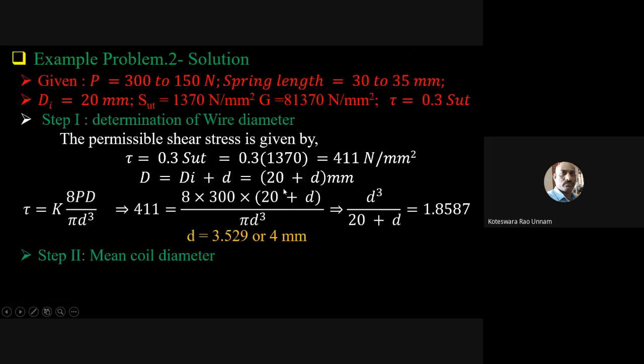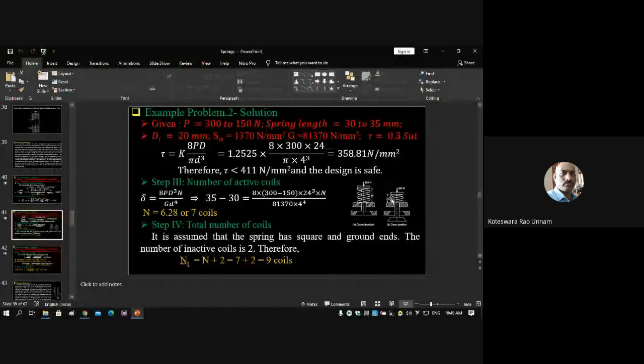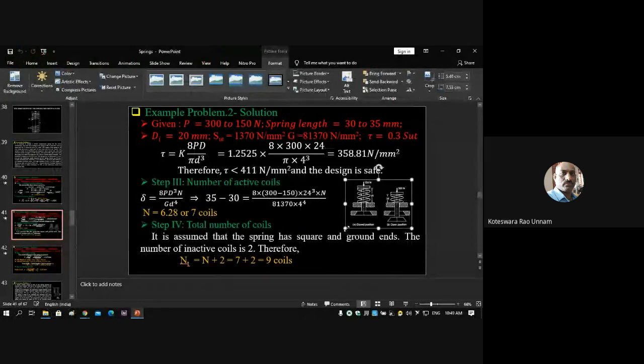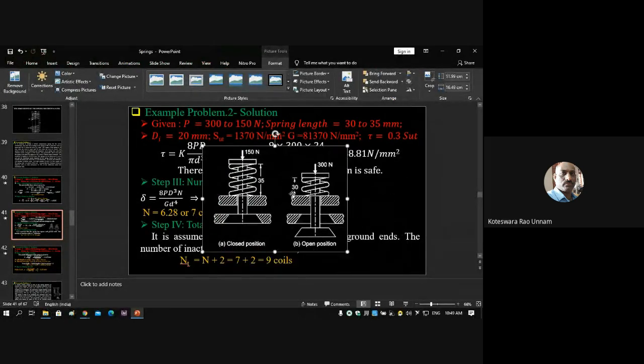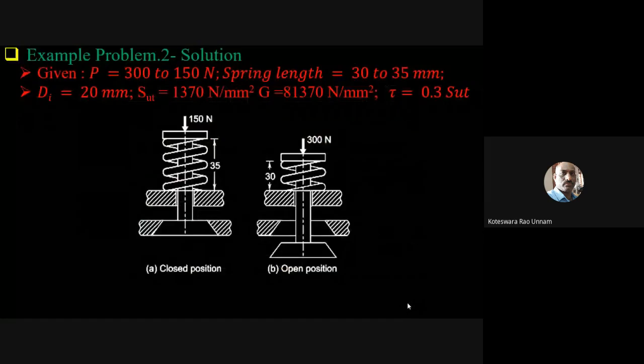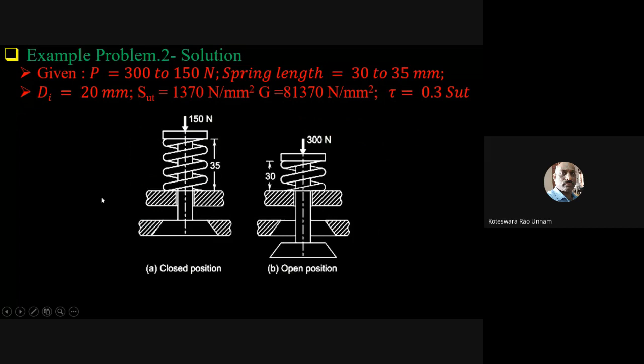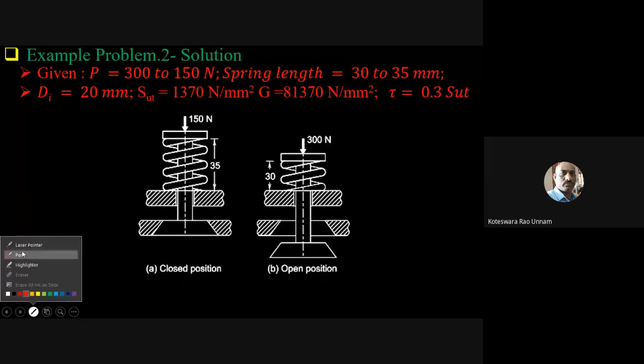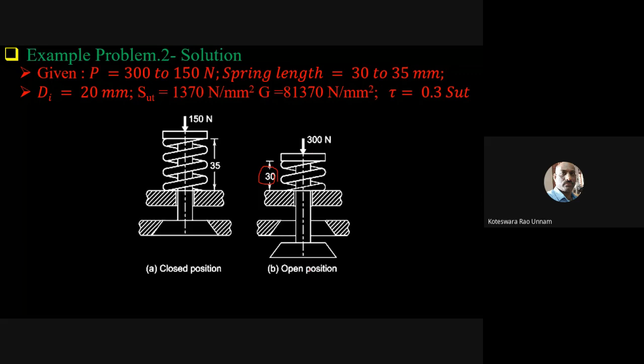I think I have a picture of that. Let me zoom it. So I have a valve, and this is the valve in open condition. You can see that here it is open, there is a gap here. Here it is closed, so the gap is closed, which means the valve is in closed position. Here I have a spring. If I apply 300 newtons to the spring, the length of the spring is 30 mm only.